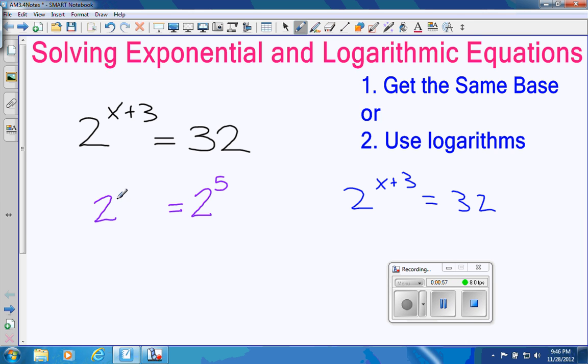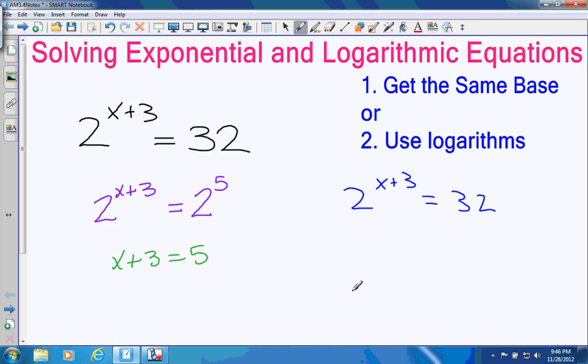And so since we have 2 to the x plus 3 equals 2 to the 5th, the bases are equal to each other, and if the bases are equal, and there's an equal sign in between them, then the exponents must also be equal. So then we can just write x plus 3 equals 5. And then solve this equation for x by subtracting 3 and getting x must be 2.